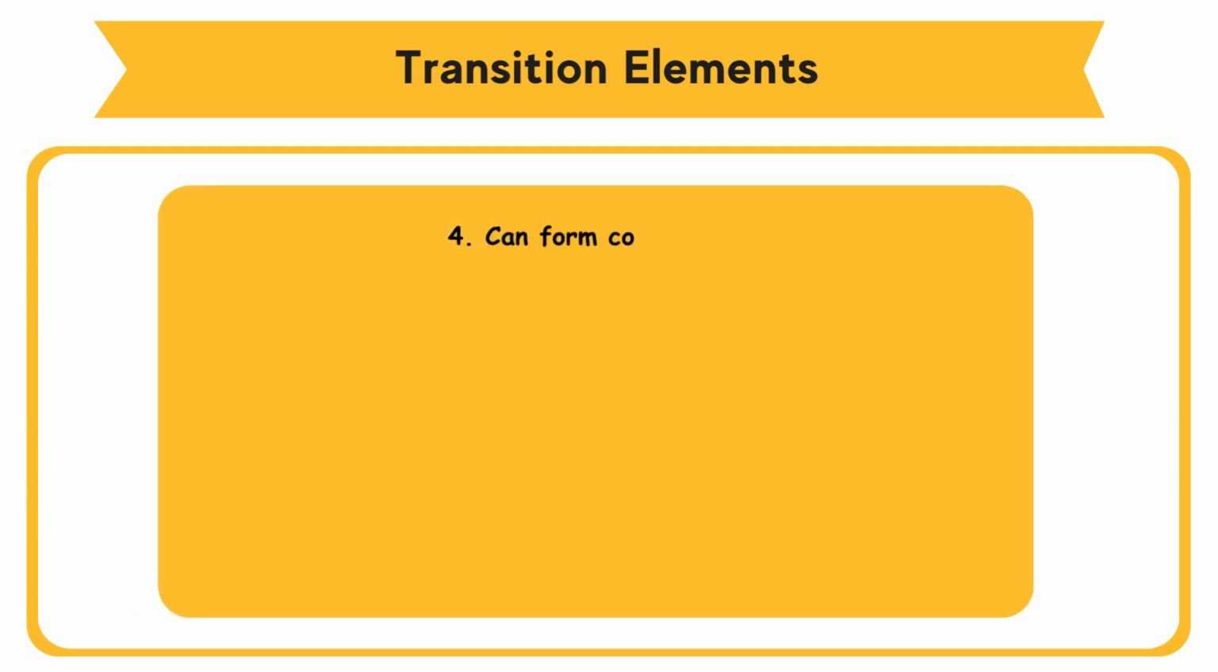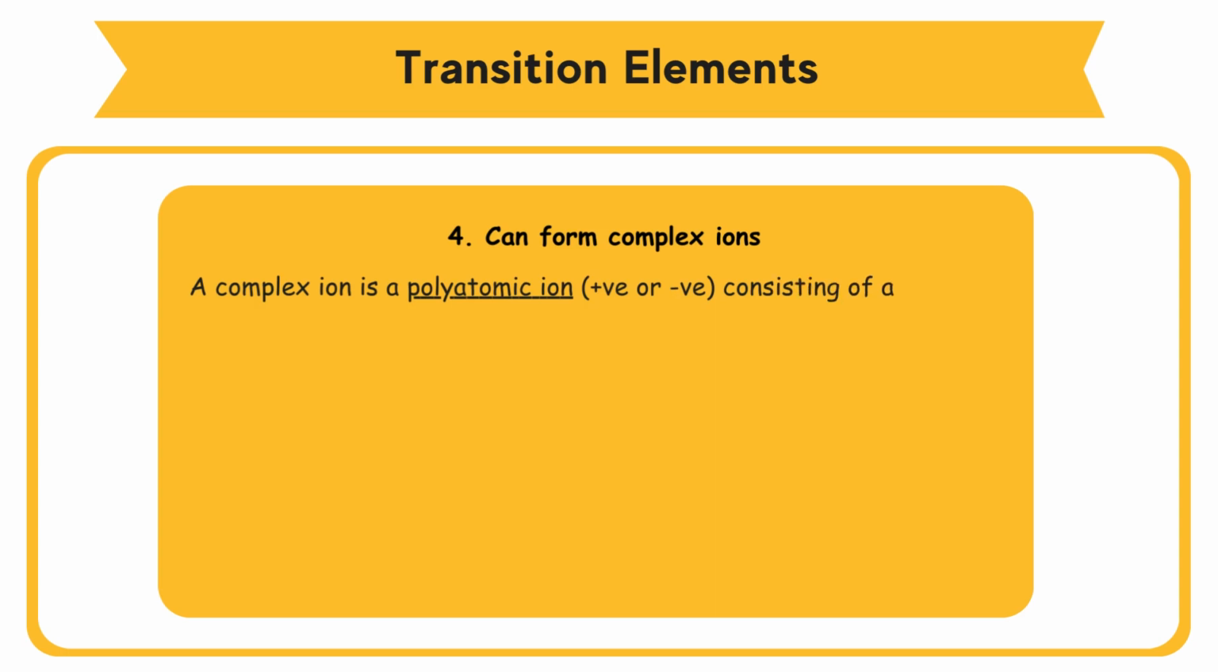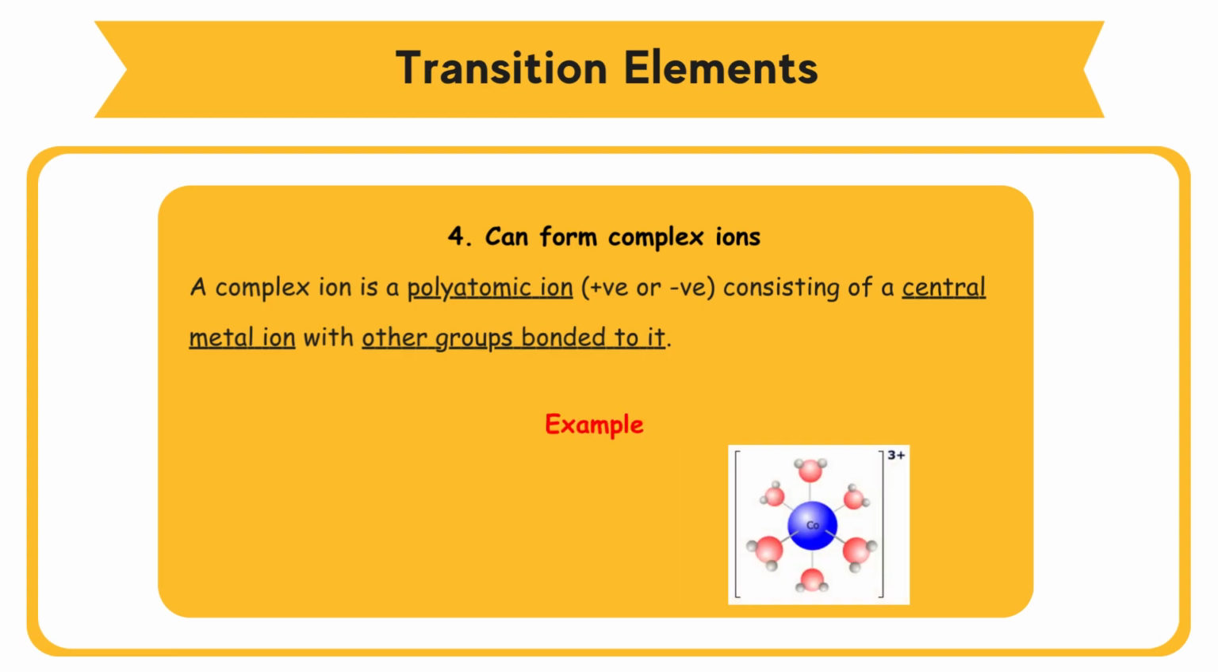4. Can form complex ions. A complex ion is a polyatomic ion, positive or negative, consisting of a central metal ion with other groups bonded to it. Example: hexaaqua cobalt(III) ion. Hexa means 6, aqua means water molecules.